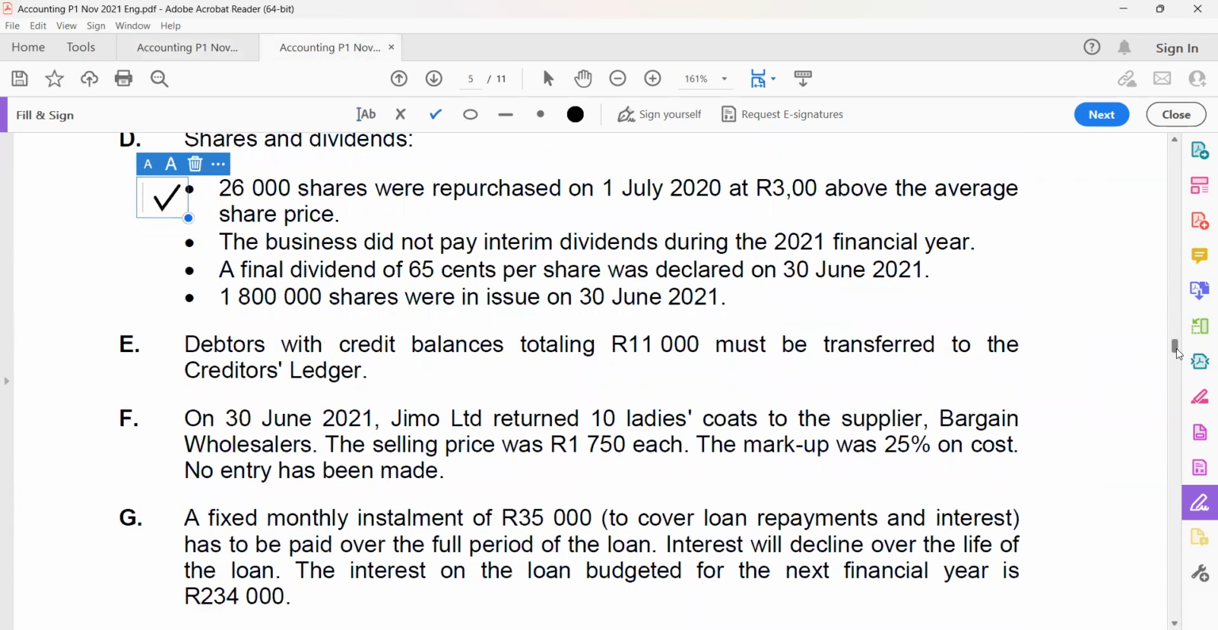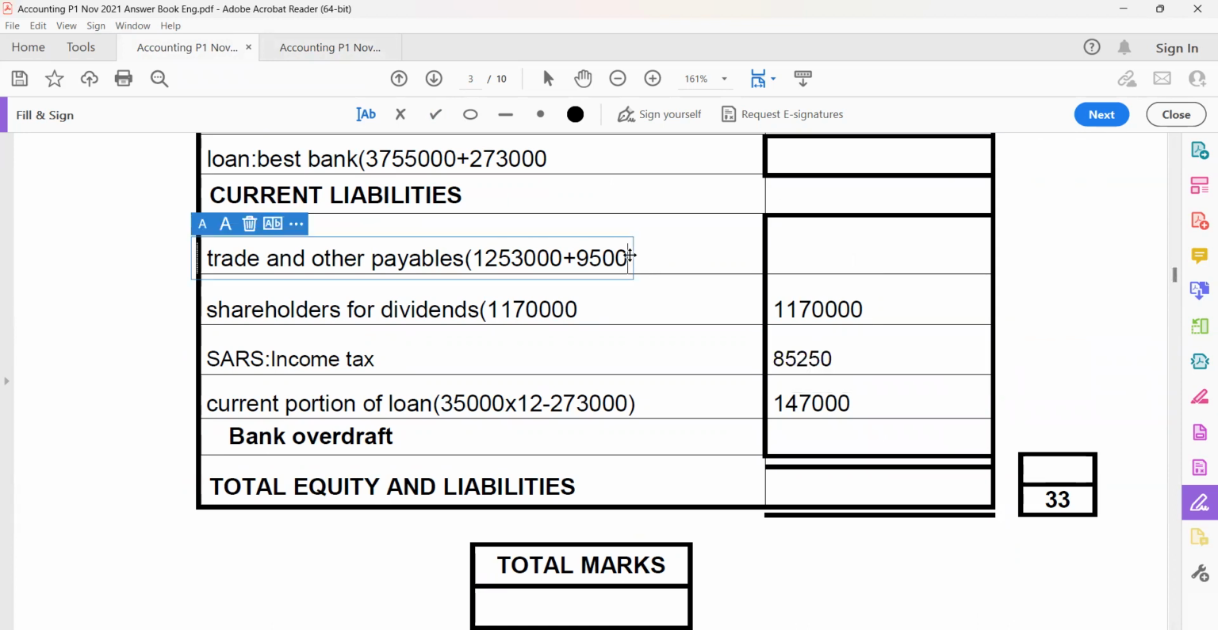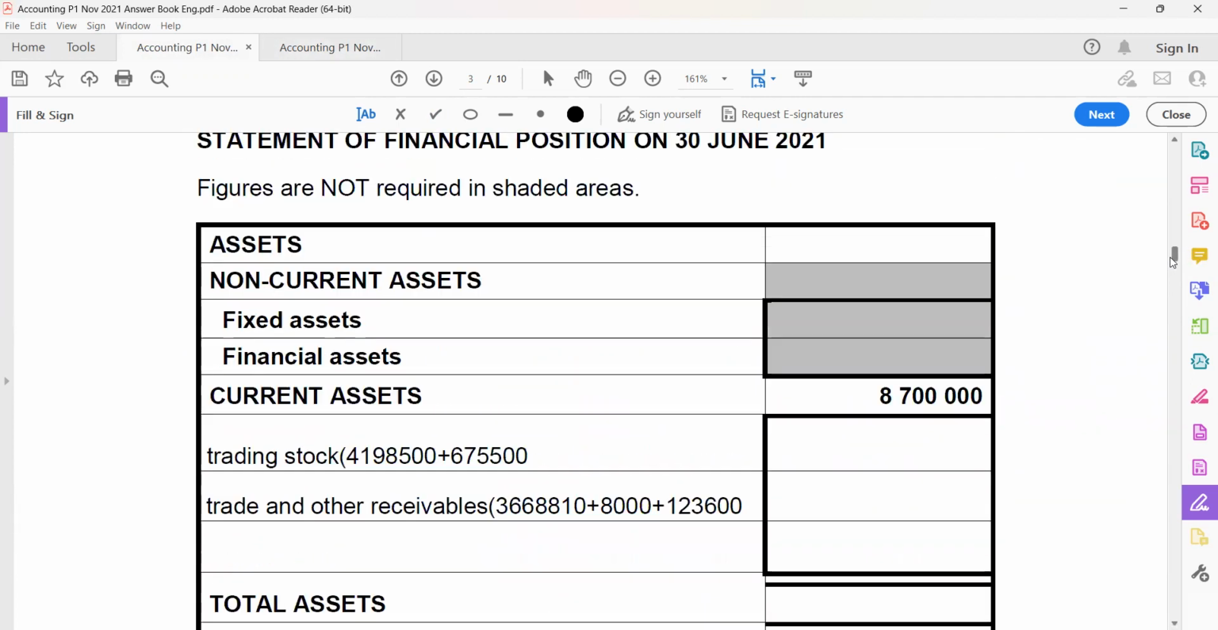Debtors with credit balances totaling 11,000 must be transferred to the creditor's ledger. So basically what you're going to do is you firstly going to do the easy part and add 11,000 to creditor's ledger. And here, because it's a credit balance, it would have decreased the debit balance. So you're going to basically remove that impact by adding 11,000. So I'm just going to put it on the bottom.